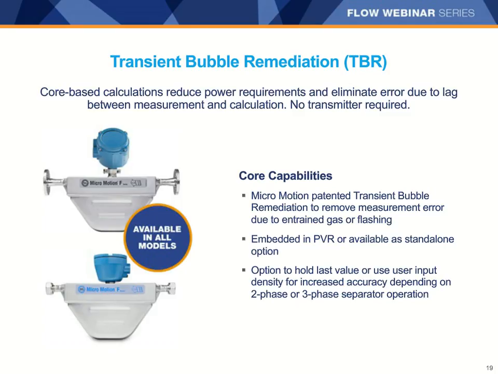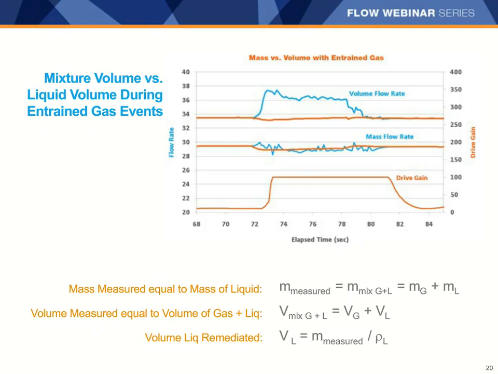TBR is available in all models of micromotion flow meters, whether it has a 700 or 800 core. No transmitter is required. Let's go through some of the features here, or how this works. So how do we remediate for bubbles?